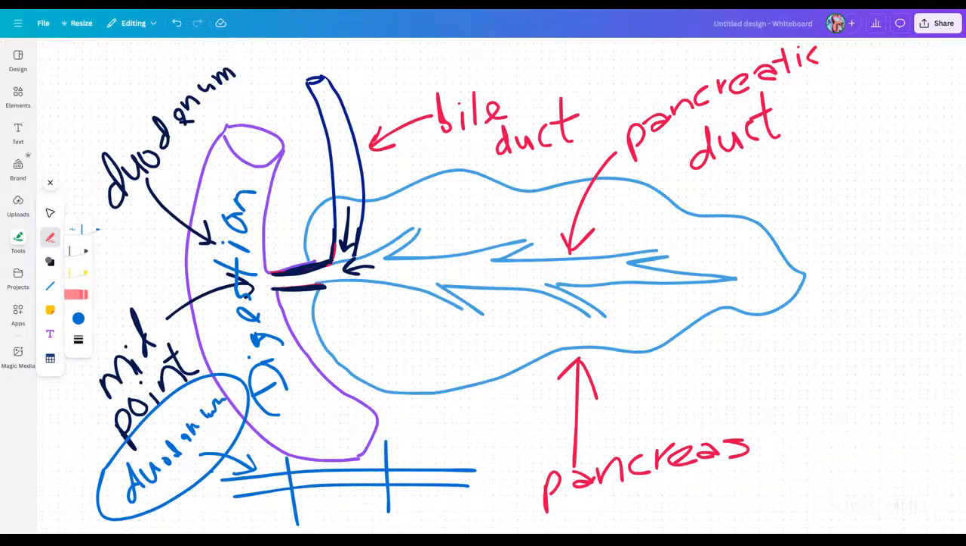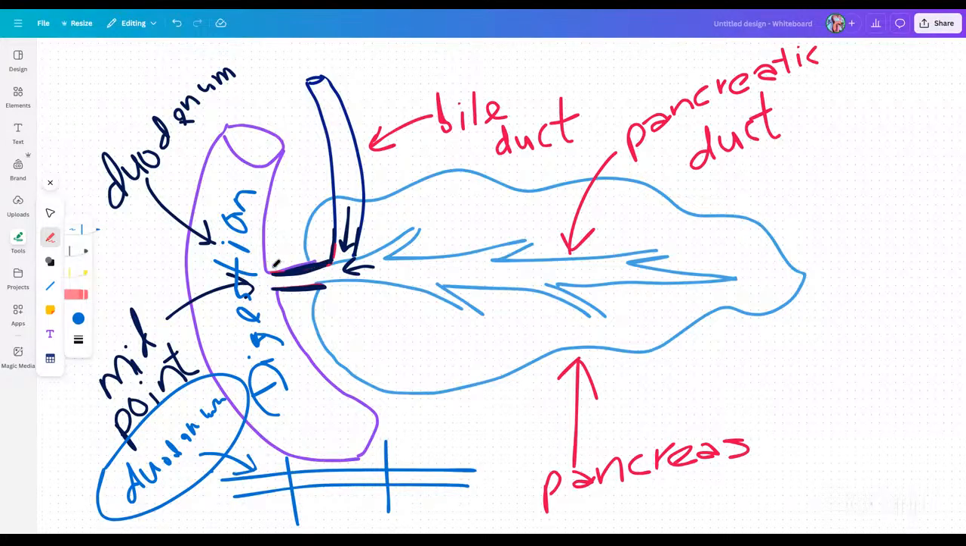Okay, I hope that's clear. The duodenum. Okay, all right. So which part exactly?